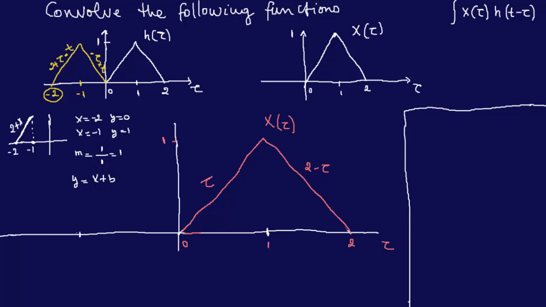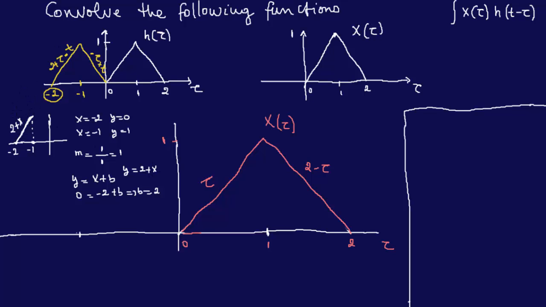So if x is equal to, for instance, -2, your y is 0. So your b becomes 2. That's what we've done here. So the equation of the line becomes x plus 2, or 2 plus x. That's why we have this line here becoming 2 plus x.